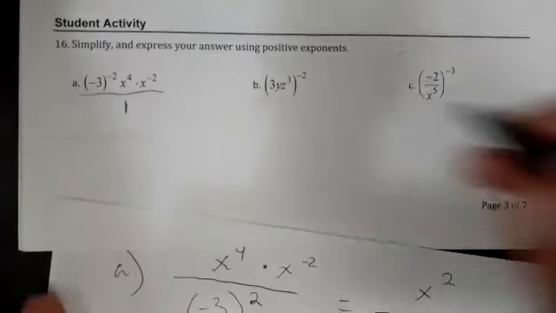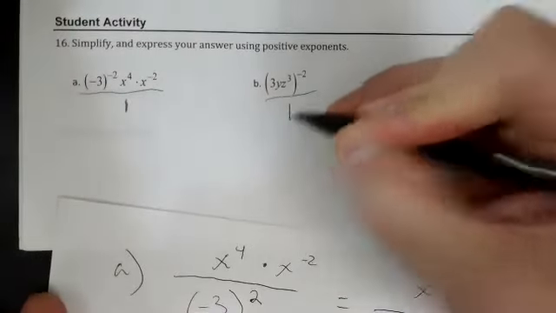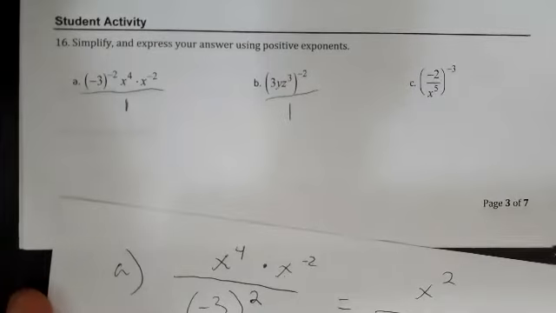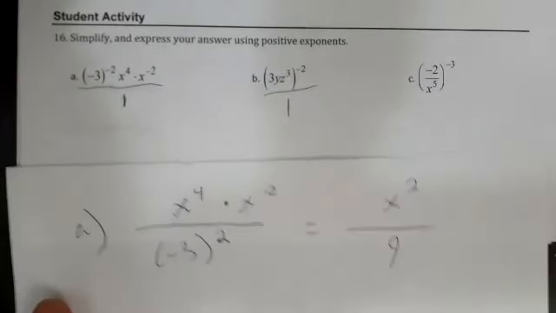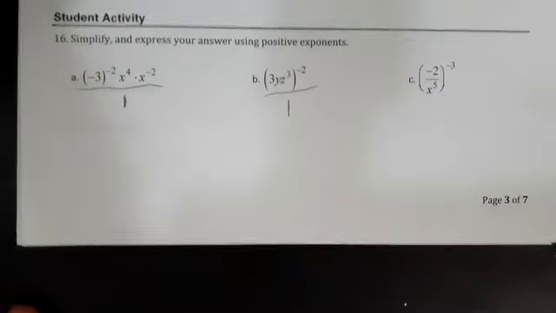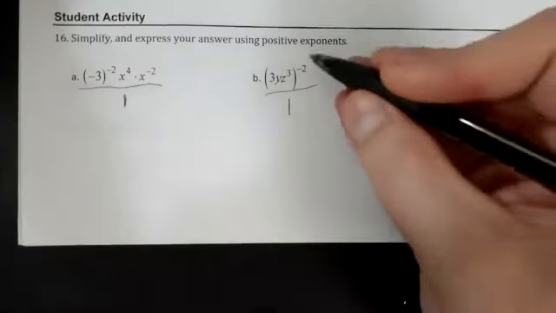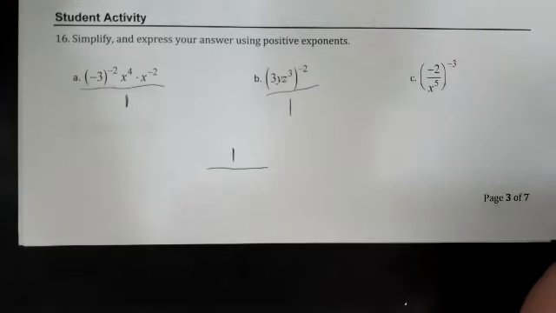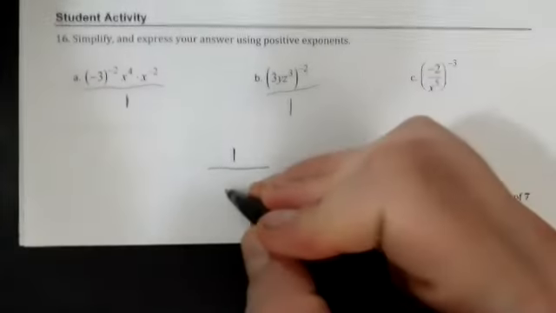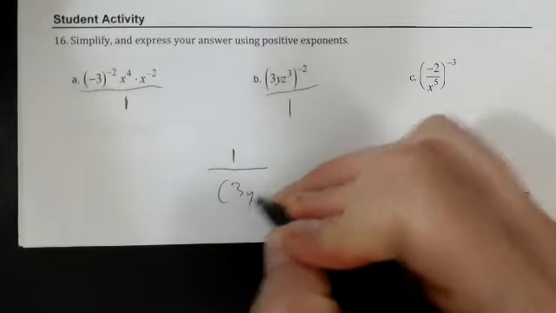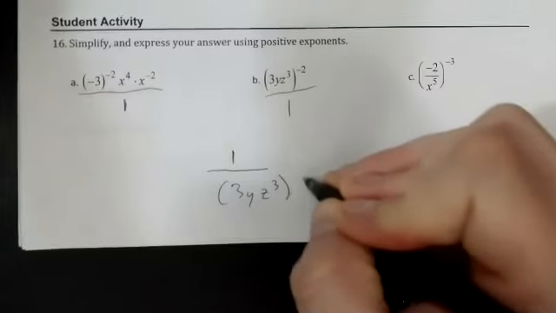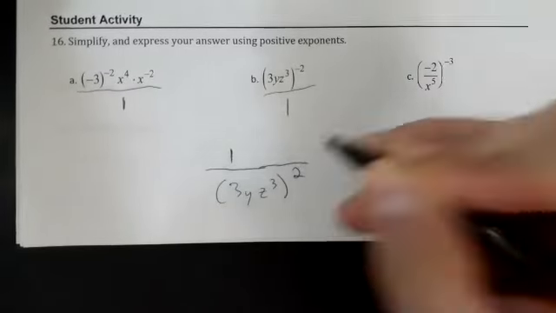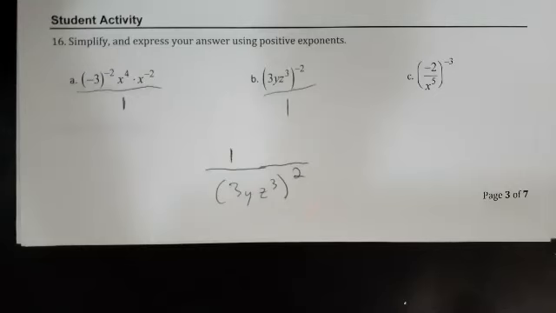Part B, again, if it doesn't have it there, you can always put it over 1. If we put it over 1, we're flipping this entire thing 1 over. And I want to do 3y z cubed. And now this thing is positive. So this is one way you can do it. There's a few different ways.